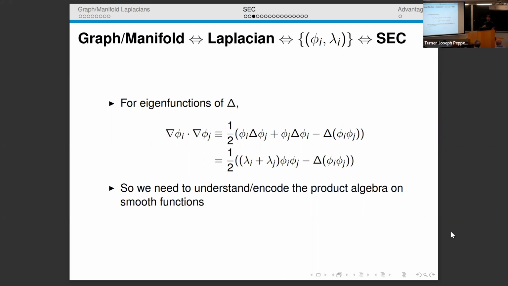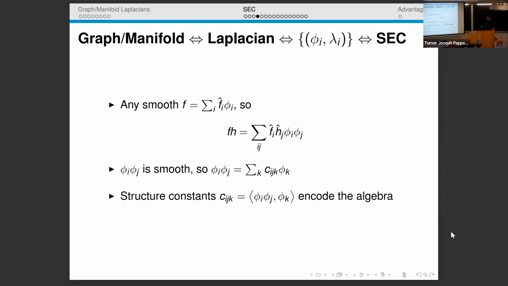So here's maybe the first new thing that we need, which is that we need not just the eigenfunctions and the eigenvalues, but we need to understand the algebra of function multiplication on our manifold or on our graph. So I need to understand that. And how am I going to do that? Well, we run off to see how you understand C infinity rings on manifolds. You encode them in these things called the structure constants.